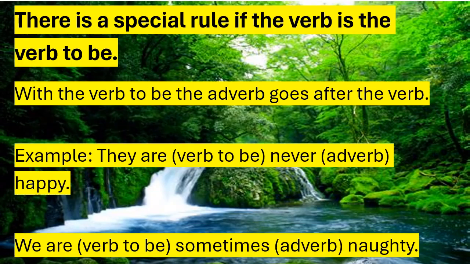There is a special rule if the verb is the verb to be. With the verb to be, the adverb goes after the verb. So, for example, they are, verb to be, never, adverb, happy. Or we are, verb to be, sometimes, adverb, naughty.